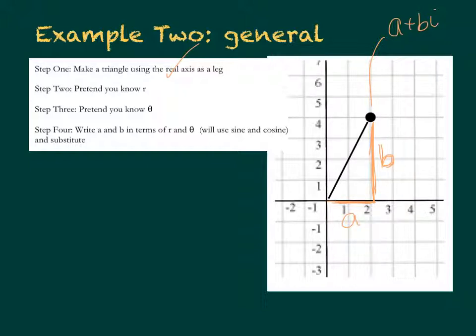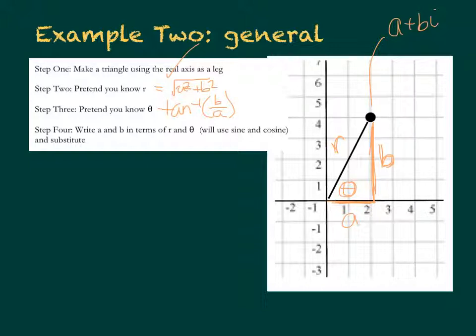Now, we aren't going to be able to find r. You guys know how you would find r. You use the Pythagorean theorem. We know r is going to be the square root of a squared plus b squared, but we can't really find it right now. Same thing with theta. We know we're going to find theta by using the inverse tan of b over a, but we still really can't find it.